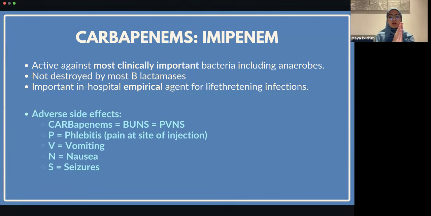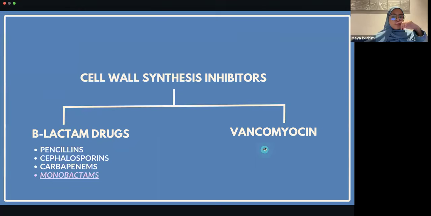Carbapenems, how I remember them, is carbohydrates, buns, which is like the burger, P, V, N, and S. That's how I remember it. So P is for phlebitis, V is for vomiting, N is nausea, and S is seizures. There are, again, side effects. You have to look at the most characteristic ones. There are not many characteristic ones in carbapenems, so I don't honestly think you'll be tested on any of these.